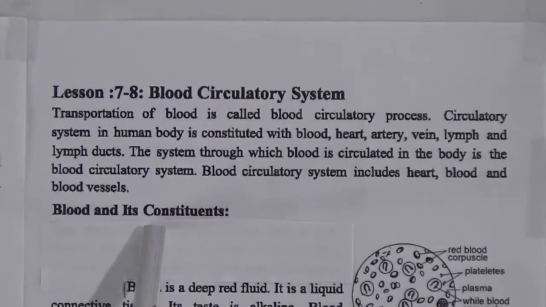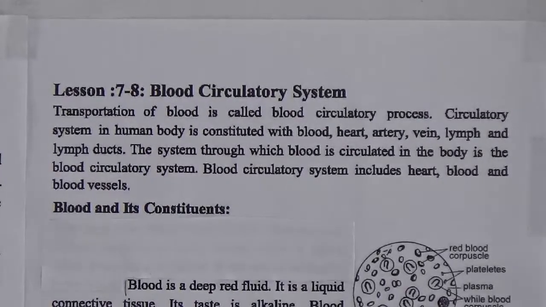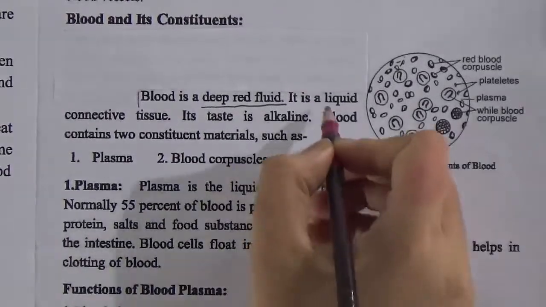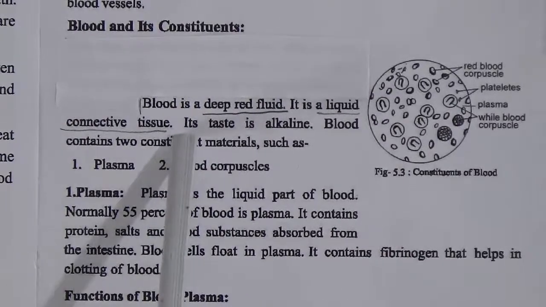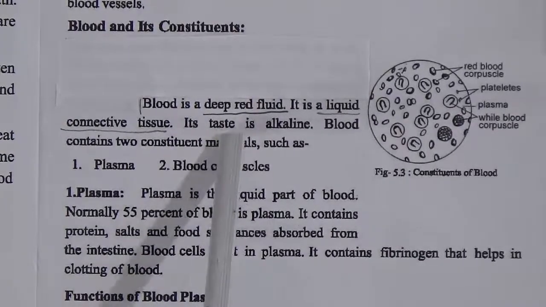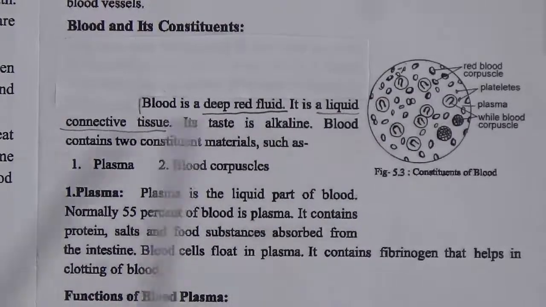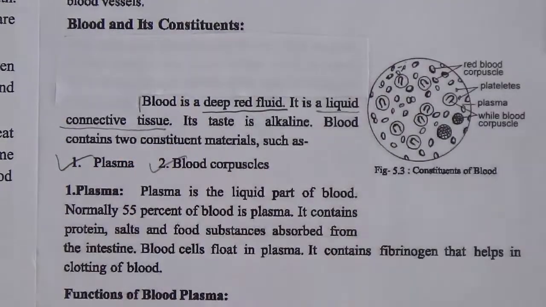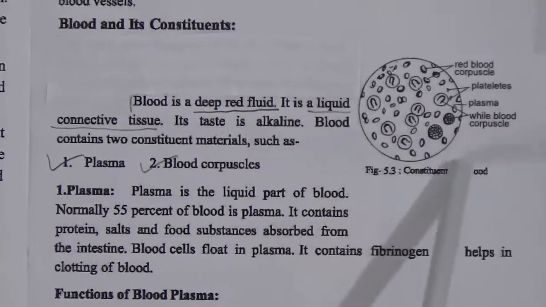Blood and its constituents. Blood is a deep red fluid. It is a liquid connective tissue. Its taste is alkaline. Blood contains 2 constituent materials, plasma and blood corpuscles. Here is a figure in black and white.